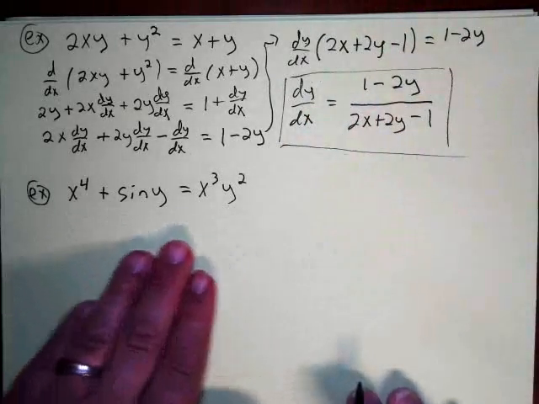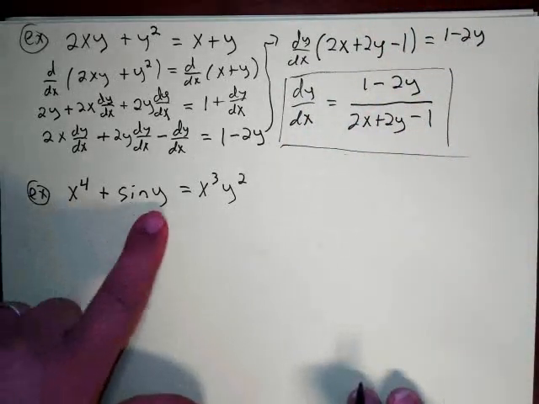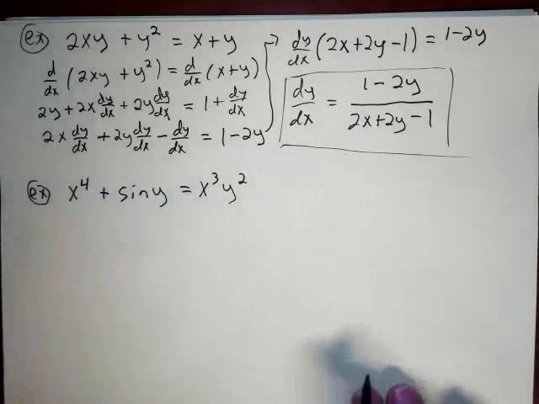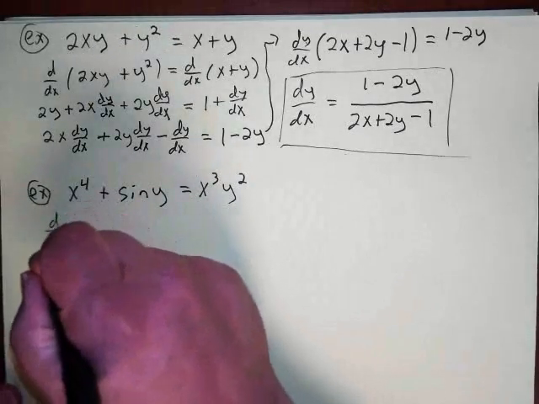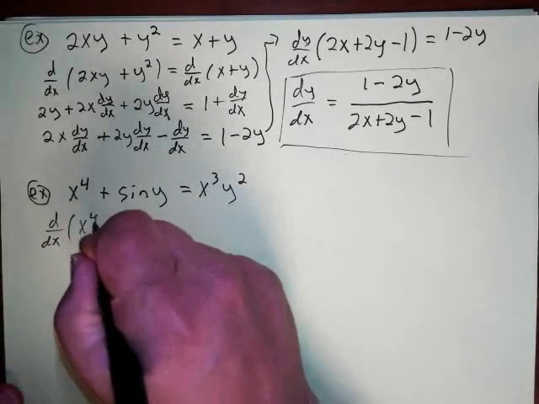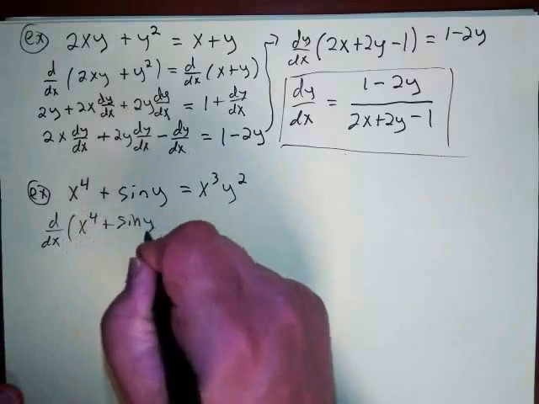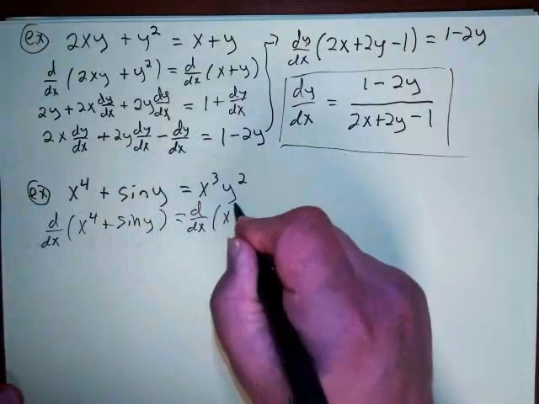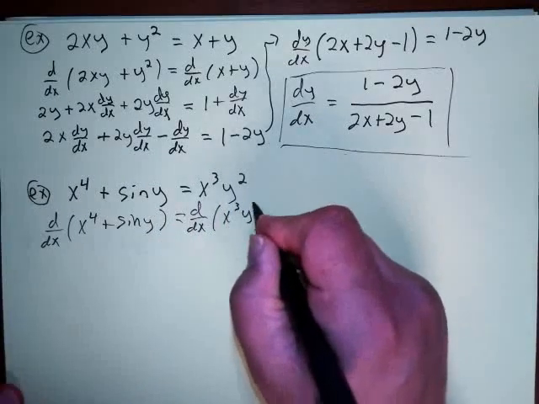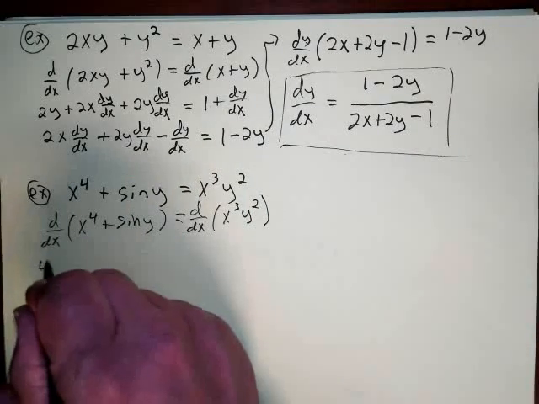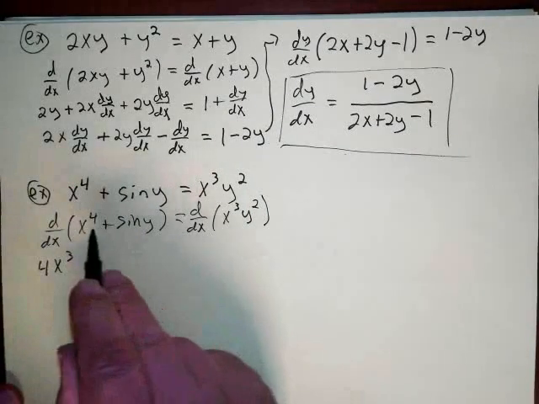So now, let's try this one. This has a trig function here. This is going to use the product rule there. So now I'm going to take the derivative with respect to x of both sides. So we get x to the 4th plus sine of y. And then this would be the derivative with respect to x of x cubed y squared. So here, taking the derivative of the two terms, the first one I get 4x cubed.